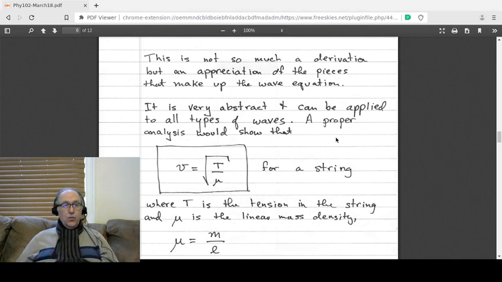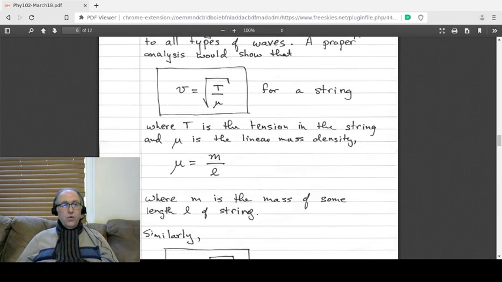And we did use this in class, and so what are the pieces in there? You could see there that T is the tension in the string, and mu is the linear mass density, because it's a string, it only has one dimension, length, and so you can only talk about a linear mass density. It doesn't make sense to talk about the density of the string. So if you have a string of length L and it has a mass m, the ratio m over L is its linear mass density, and we give that the symbol mu.